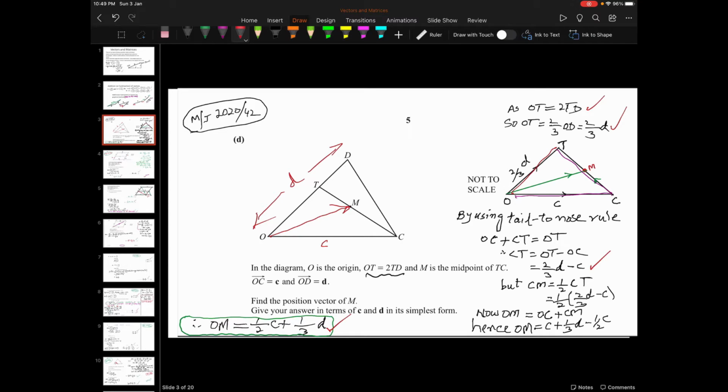But CM is equal to half CT. Why? Because M is the midpoint of CT. So CM is equal to half CT. Substitute the value of CT which we have already calculated. So CM is equal to half into 2/3 D minus C. Now OM is equal to OC plus CM.